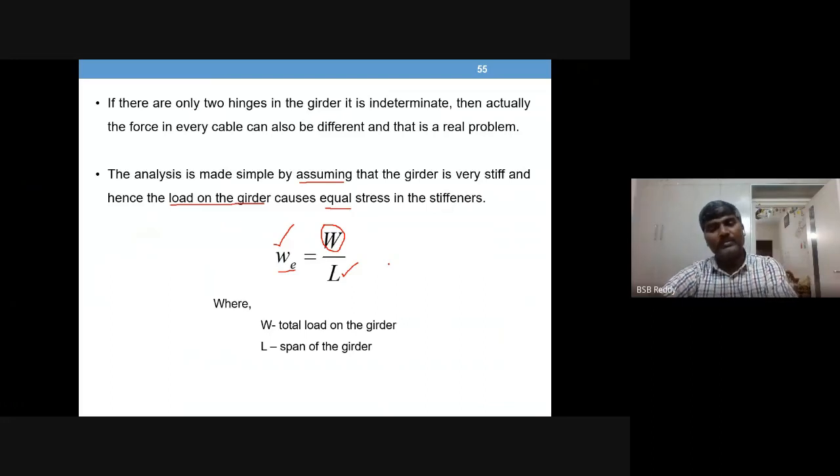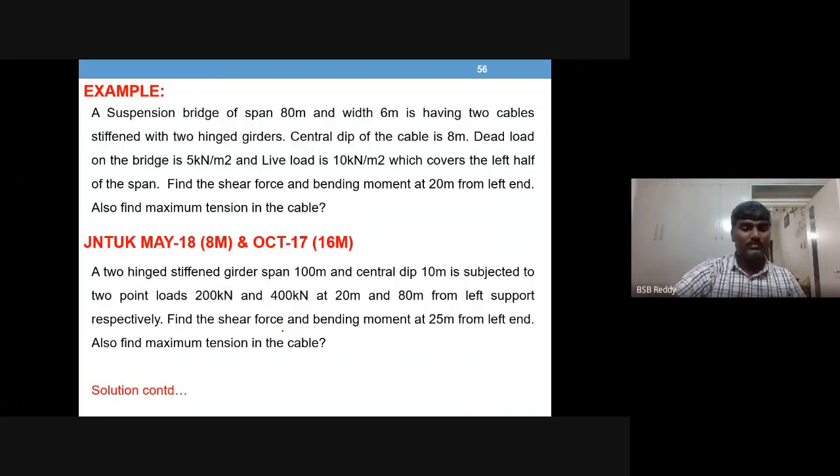Okay, right. So now let's see the problem. We have two examples here. One appeared in October 17 as well as May 18. Two times it appeared. And one example I have given you for your practice. So let's solve this one, the university question.